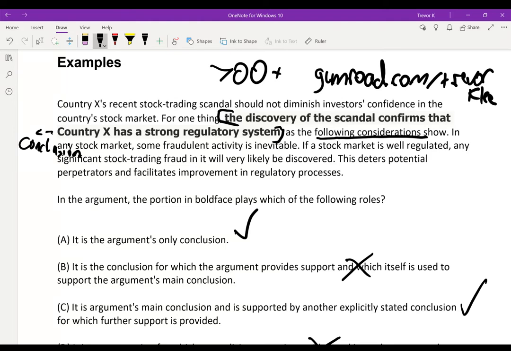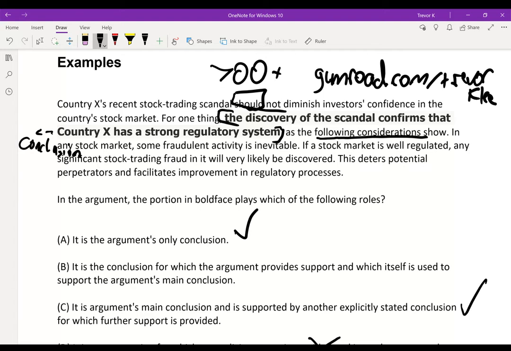We've got country X's recent stock trading scandal should not diminish investors' confidence in the country's stock market. For one thing, the discovery of the scandal confirms that, actually, we have another conclusion there. So let's go back here. So we have a should statement, which I missed on my first read through. And when we say country X's recent stock trading scandal should not diminish investors' confidence in the country's stock market, that's actually a conclusion in itself.